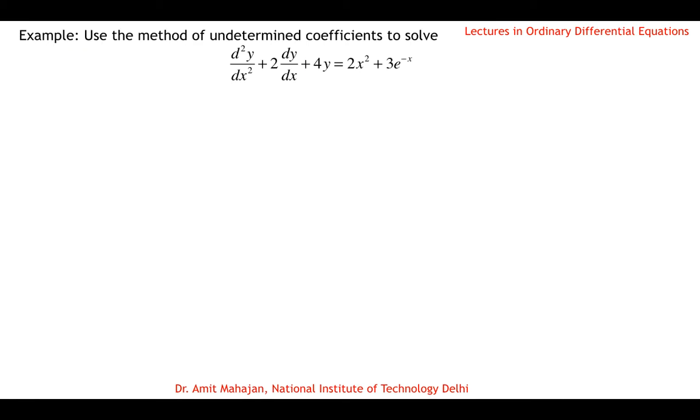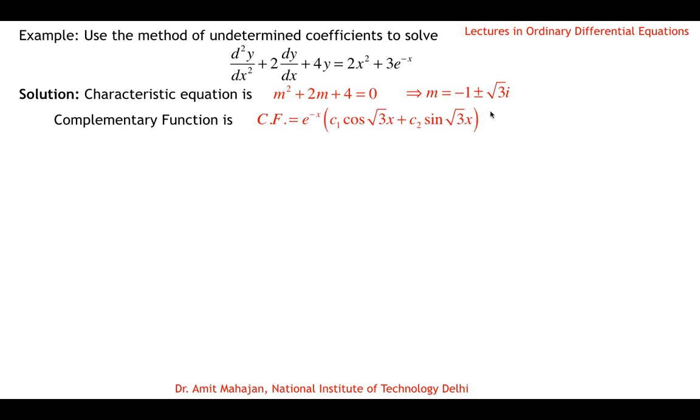Say, for example, use the method of undetermined coefficients to solve this differential equation. It's a second order non-homogeneous differential equation with constant coefficients. First we'll find the complementary function, and for that we write the characteristic equation, m^2 + 2m + 4 = 0. We can solve this to find two roots. The roots are -1 ± √3 i, a complex pair, so we can write the complementary function as e^(-x)(c1 cos √3x + c2 sin √3x).